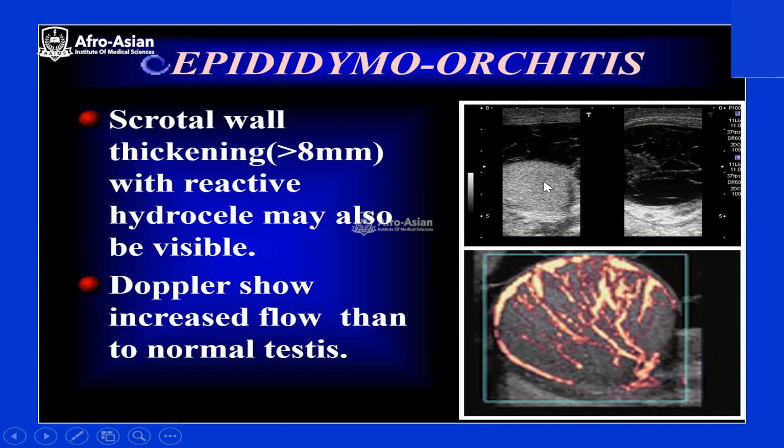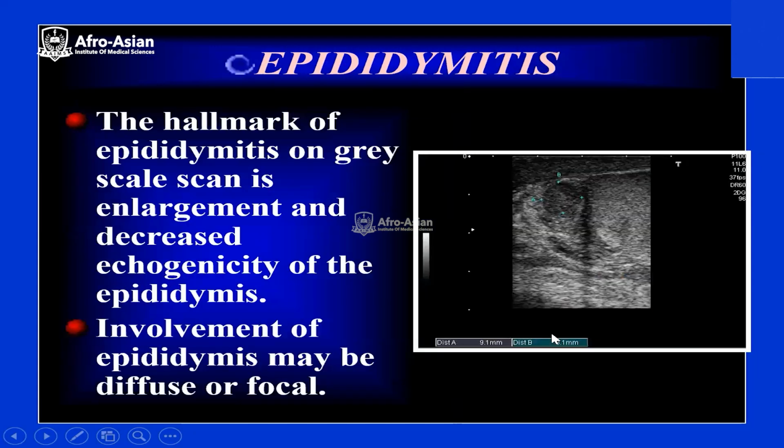In epididymo-orchitis, we will get inflammation of the epididymis. On Doppler, it will show flow. The testicular size will be larger than normal. The scrotal wall thickening will be above 8 mm, and a reactive hydrocele may also be visible. There is a chronic hydrocele with septation and testicular swelling.